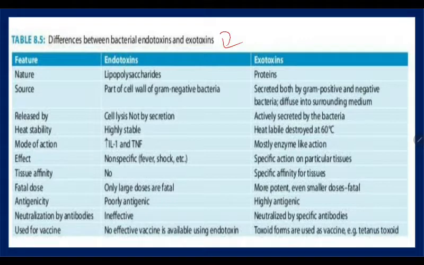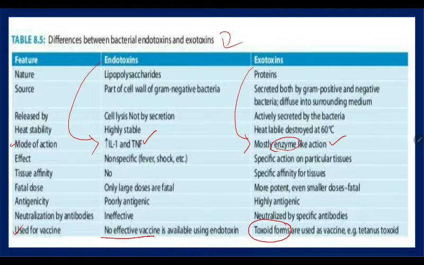Now coming to that tabulation, one thing we have not discussed is the mode of action. In endotoxin, the mode of action is that it increases interleukin 1 and TNF, tumor necrosis factor, thereby causing febrile illness. Now coming to exotoxin, it is mostly enzyme-like action. Next, another important thing is the use of vaccine. For endotoxin, there is no effective vaccine available, whereas for exotoxin, there is a vaccine available in the form of toxoid. To remember, exo as X, and toxoid also has X in it.